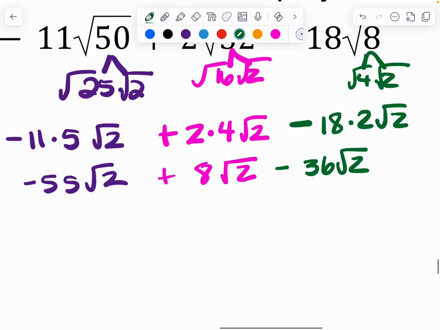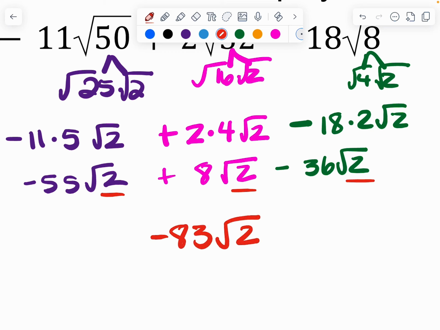They all have radical 2, the square root of 2. So I'm going to take negative 55, I'm going to add 8, and I'm going to subtract 36. And I get negative 83 radical 2.